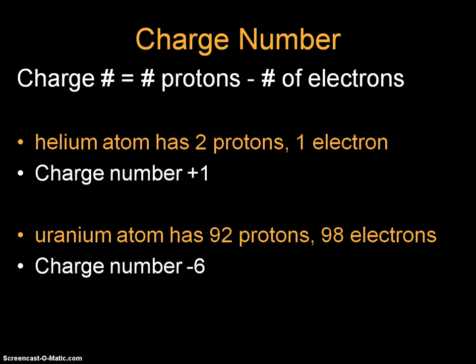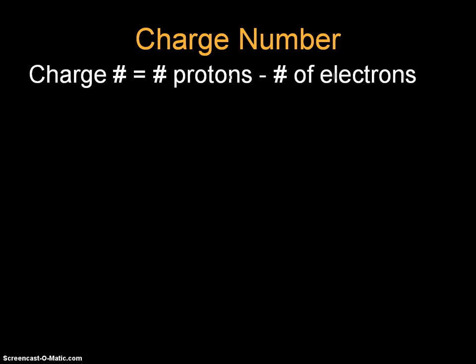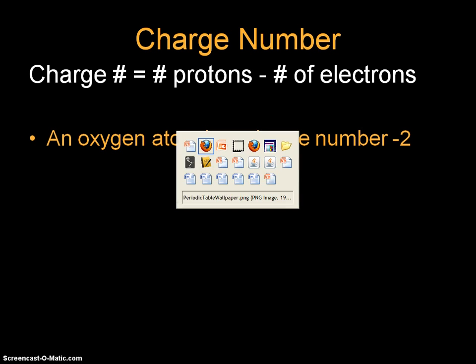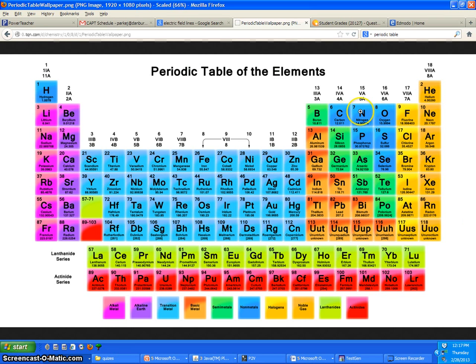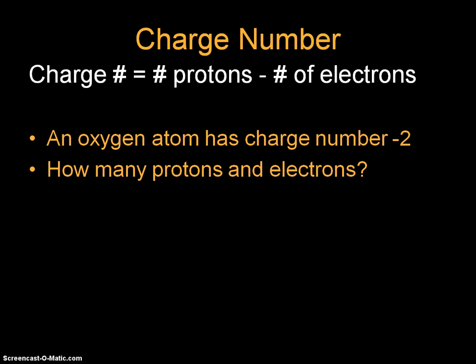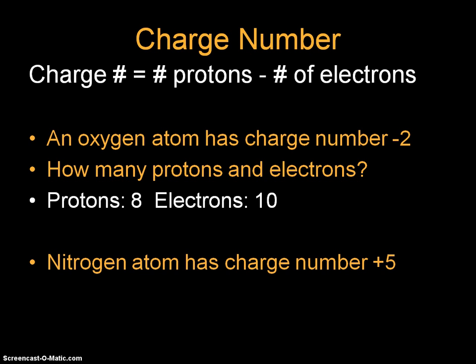Hopefully you got the charge numbers -6. We'll do a few more. Oxygen atom has charge number of -2. If you go to your periodic table, oxygen has 8 protons. So if it has 8 protons and a charge number of -2, how many electrons must it have? Well, 8 protons and -2 means it has 2 extra electrons.